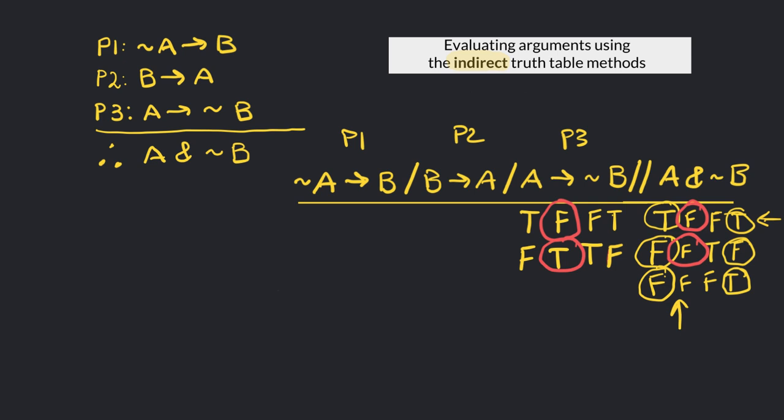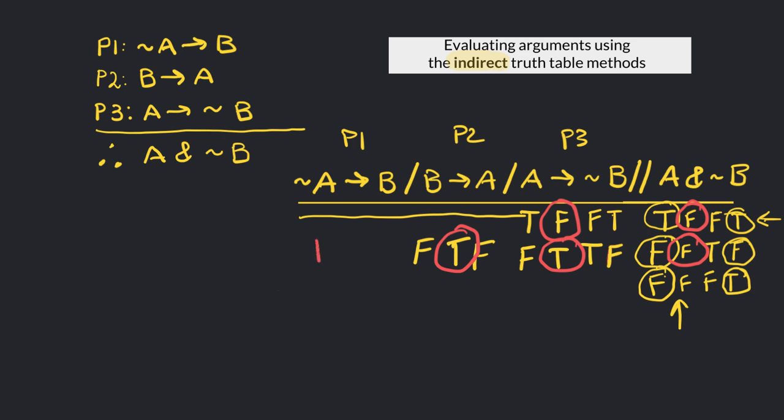Let's try premise 2. Remember, we're dealing with where A is false and B is false. So A is false and B is false. We already did this row, just to keep things straight. Well, when you have a false antecedent, false consequent, that conditional is true. So far we can apply the truth values such that the argument is invalid, but we're not done. We got to do premise 1.